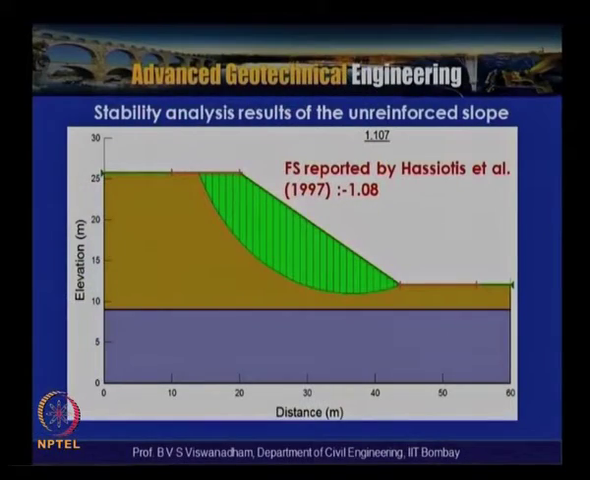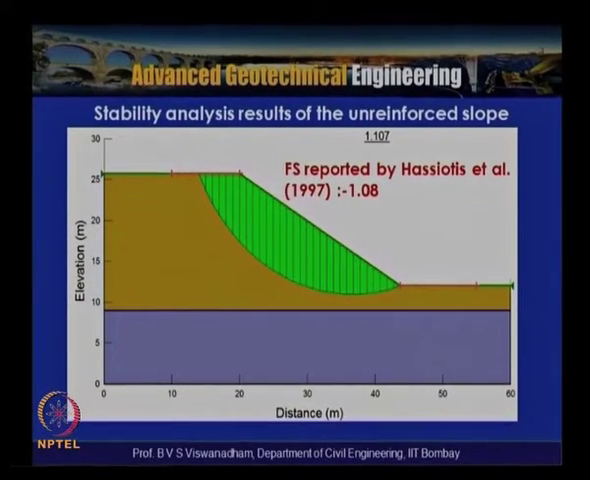So this is the stability analysis result of the unreinforced slope for the given configuration and properties. The unreinforced slope factor of safety is obtained as around 1.107, and the factor of safety reported by Essoitz et al. is about 1.08.